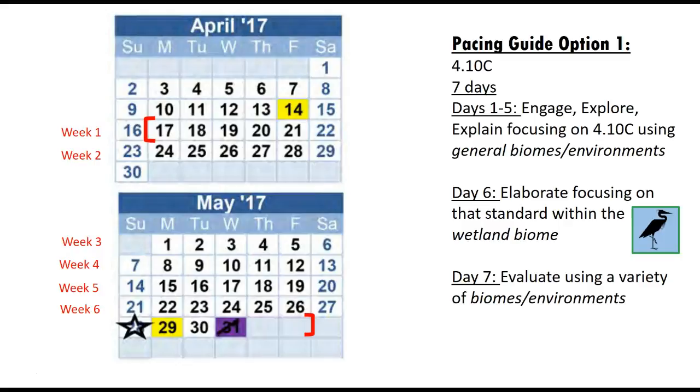So this is a little bit more of a detailed view. It's very similar to how I outlined it for last 6 weeks, but just using our standards for this 6 weeks. So this is option 1. You'll see a screenshot of the district calendar for this last 6 weeks, and I just started with the first standard in the unit, which is 4.10c.